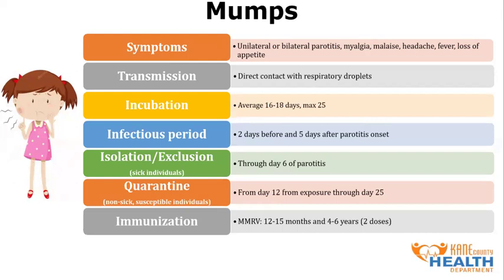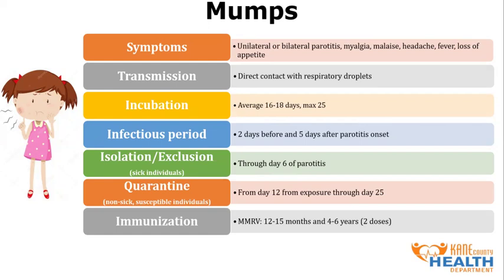Next, we'll go over other main vaccine-preventable diseases. Now, mumps is not very common, but every once in a while, we will get a call about it. Symptoms of mumps include unilateral or bilateral parotitis, which is basically swelling of the saliva-producing glands, muscle aches, malaise, headache, fever, and loss of appetite. It is spread through direct contact with respiratory droplets.